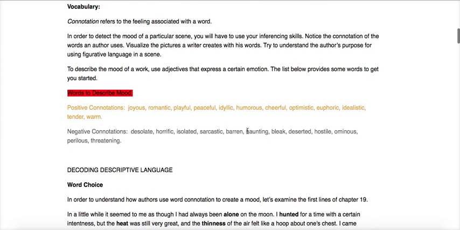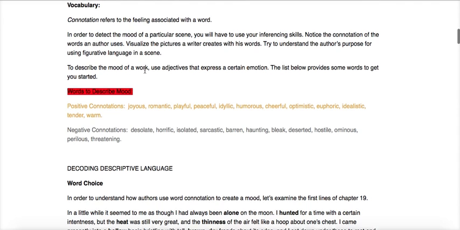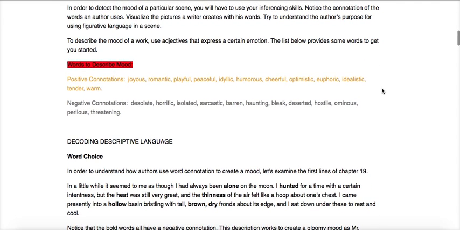A little more vocabulary. Connotation here refers to the feeling associated with a word. We're going to talk about positive connotations and negative connotations. So, a positive connotation would be a good feeling associated with a word. A negative connotation would be bad things associated with a word. So in order to detect the mood of a particular scene, you will have to use your inferencing skills. That means reading and figuring out by context.